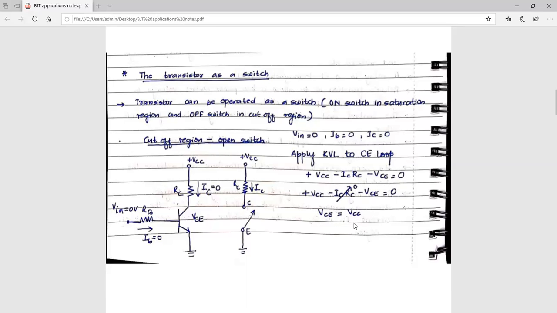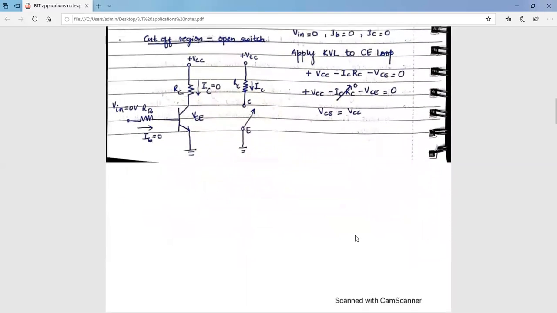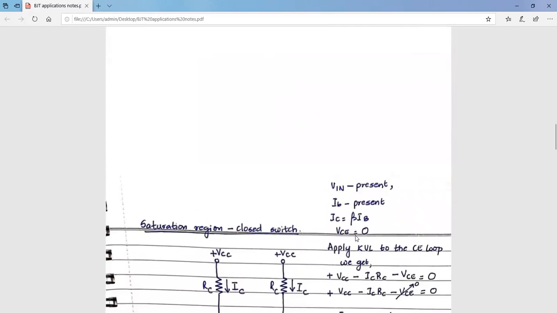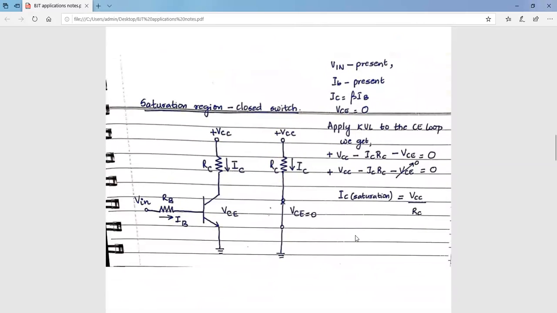Now, if we go further, in the saturation region, what happens? The transistor operates as an on switch or a closed switch. Here we are going to give a certain amount of Vin. Since Vin is present, IB will also be present, and we know that IC is beta times IB, right? So your transistor will operate as a closed switch, right?